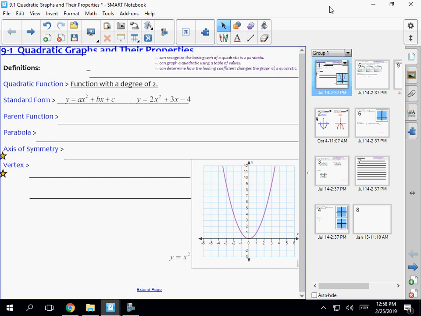Standard form. Here's standard form. We've seen these. This is called a quadratic trinomial. It's of the form y equals ax squared plus bx plus c. And we've been factoring stuff like what you see on the right here. The connection is that we're going to use factoring to solve these quadratic functions in this chapter. That's one of the methods.